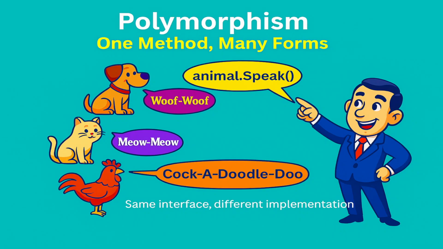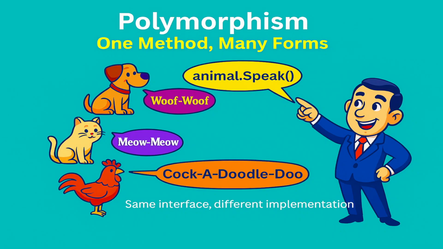Polymorphism is made from two words. Poly means many, and morph means form. So in C#, polymorphism literally means many forms. In other words, in terms of object oriented programming, it means the ability of an object to take on many forms, or more accurately, the ability to treat objects of different classes as objects of a common type.